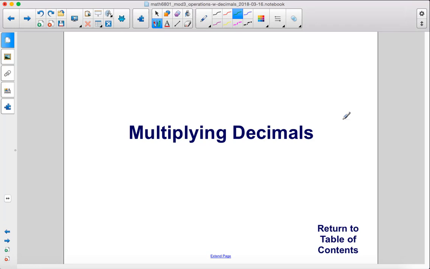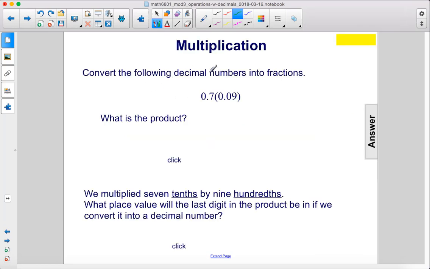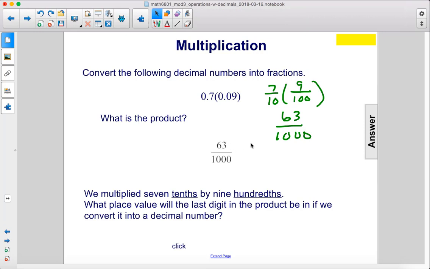Multiplying decimals. Convert the following decimal numbers into fractions. 0.7 times 0.09. So 0.7 can be written as 7/10, and this number can be written as 9/100. So when you multiply these together, you get 7 times 9, which is 63 over 1,000. So what's the product? 63 over 1,000. We multiplied 7/10 by 9/100.